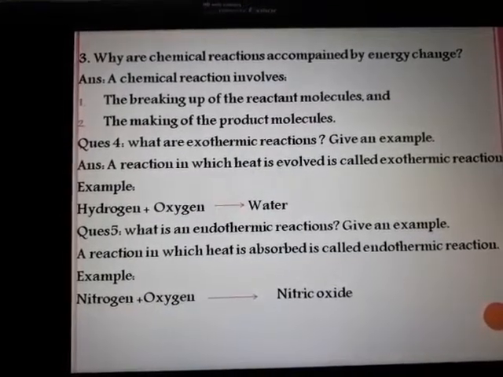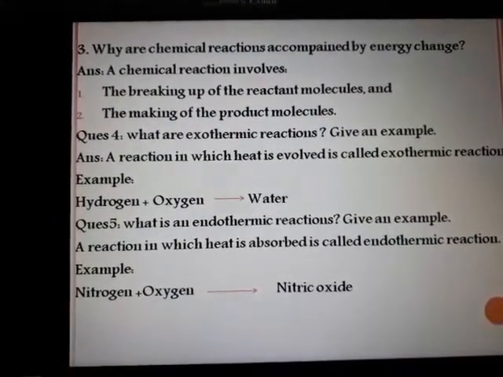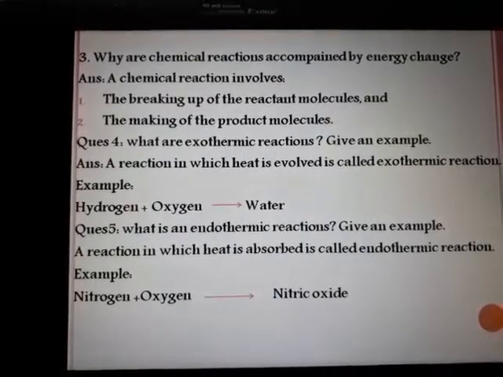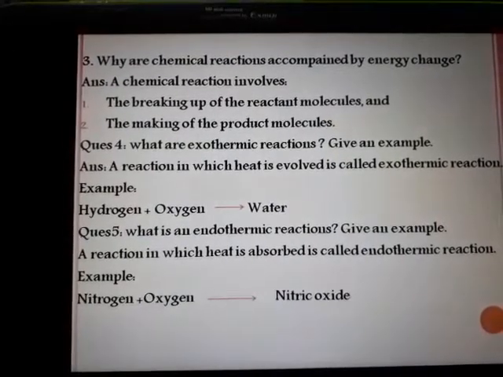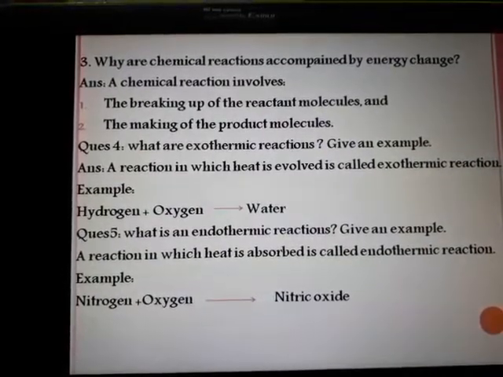Our fifth question, what is an endothermic reaction? Give an example. Write down: a reaction in which heat is absorbed is called an endothermic reaction. Example, nitrogen plus oxygen gives us nitric oxide.